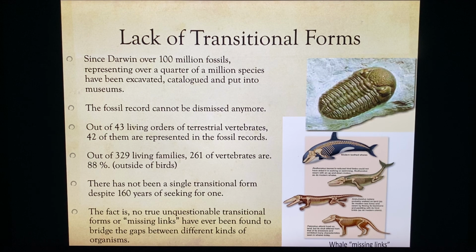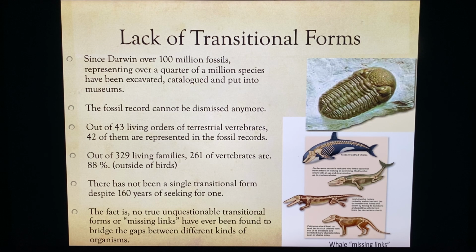Since Darwin, over 100 million fossils have been found, representing over 250,000 species. They've all been excavated, cataloged, and put into museums. The fossil record cannot be dismissed anymore, because out of 43 living orders of terrestrial vertebrates, 42 of them are represented in the fossil record. Out of 329 living families, 261 vertebrates are, and outside of birds, 88%.